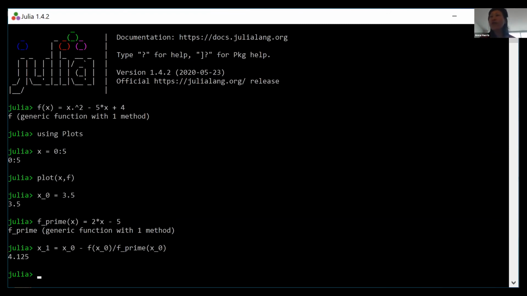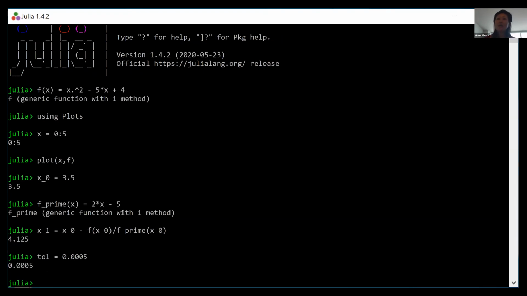So 4.125 is very close to 4, but it is not close enough. I need to set myself a tolerance, by the way. Say I would take my numerical solution as long as it is close enough. So I'm going to set my tolerance to be 0.0005, which means if the difference between the first iteration and the second iteration is less than 0.0005, I will take it. So I set my tolerance.